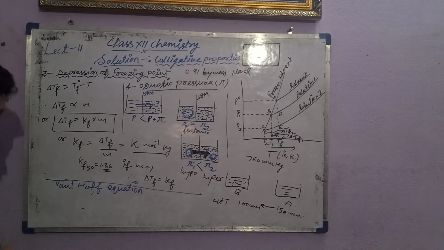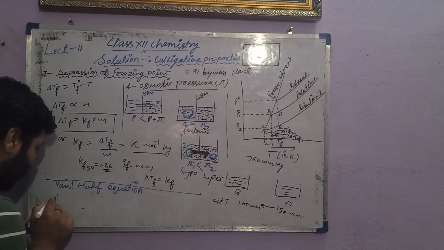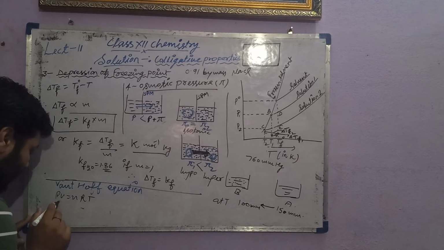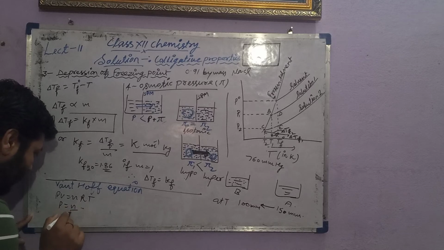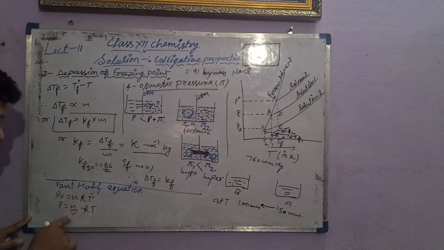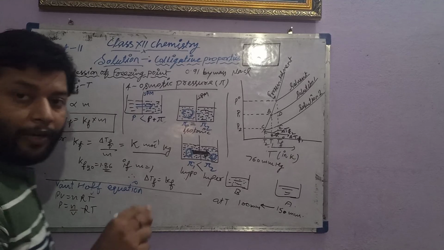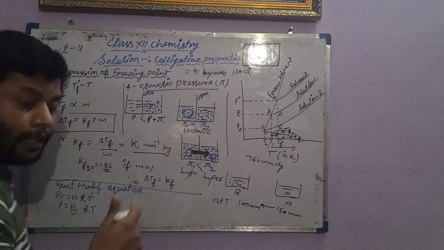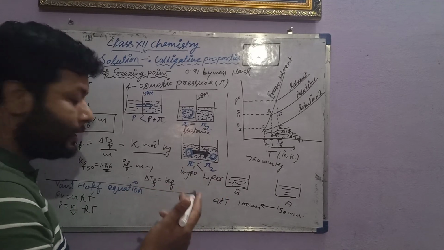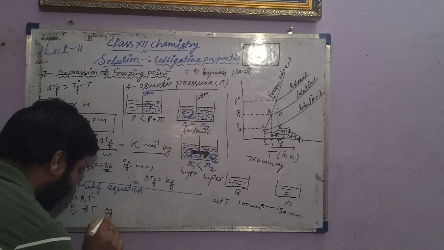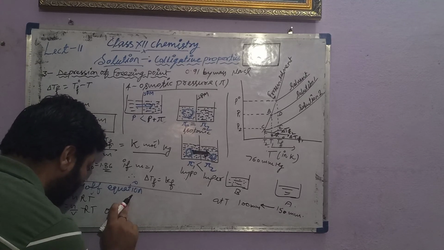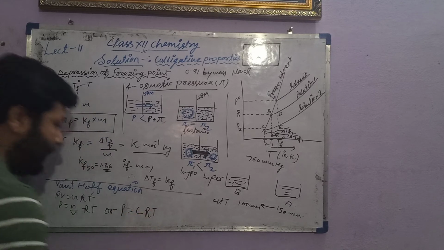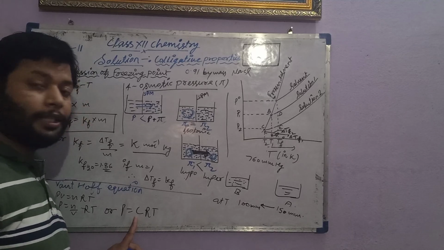From the ideal gas equation, we know that the formula is PV equal to nRT. That can be written as P equal to n by V times RT. n by V means the number of moles in the given volume. If the volume of the solution is per liter, then n by V can be written as molarity or concentration. So the formula will be P equal to CRT, where C stands for the concentration of the solution in terms of molarity.